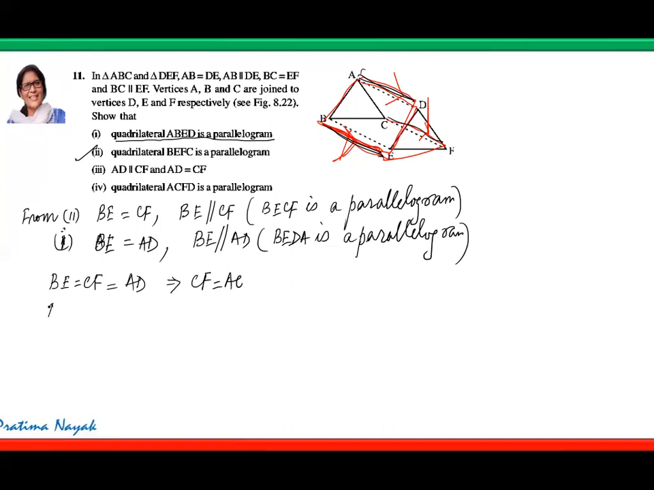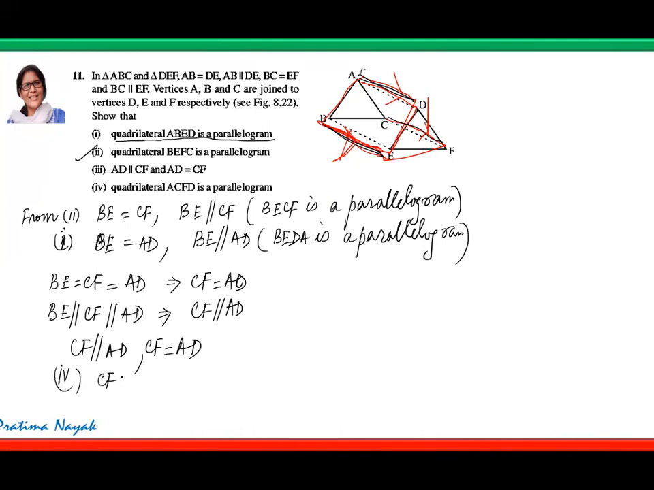In the same way, BE is parallel to CF, BE is also parallel to AD. What does it mean? It means that CF is parallel to AD. So CF is parallel to AD and CF is equal to AD. So what does it mean? It means a parallelogram. So this finishes your third part proof, and fourth part proof is ACFD is a parallelogram.